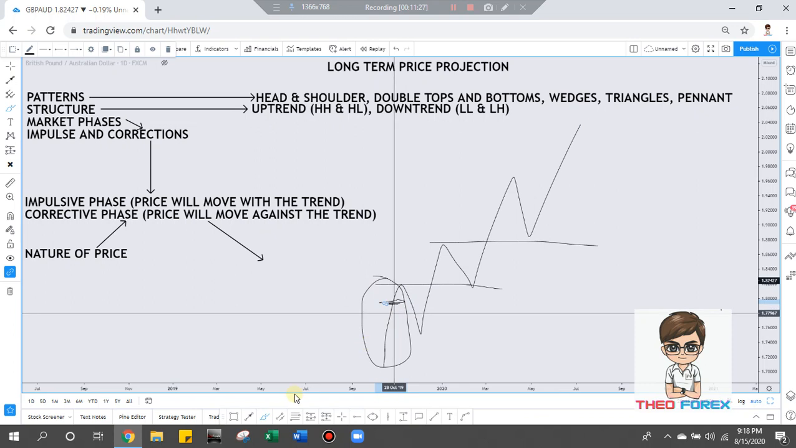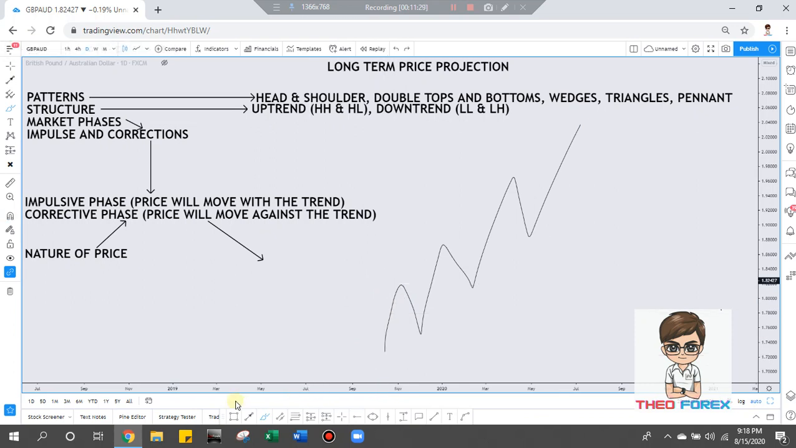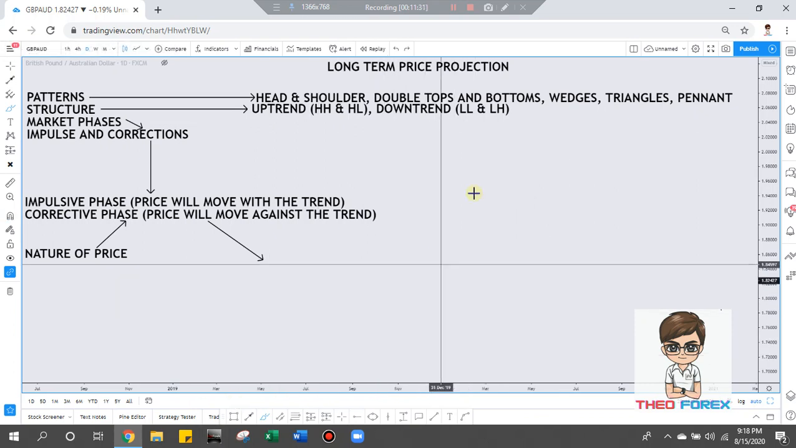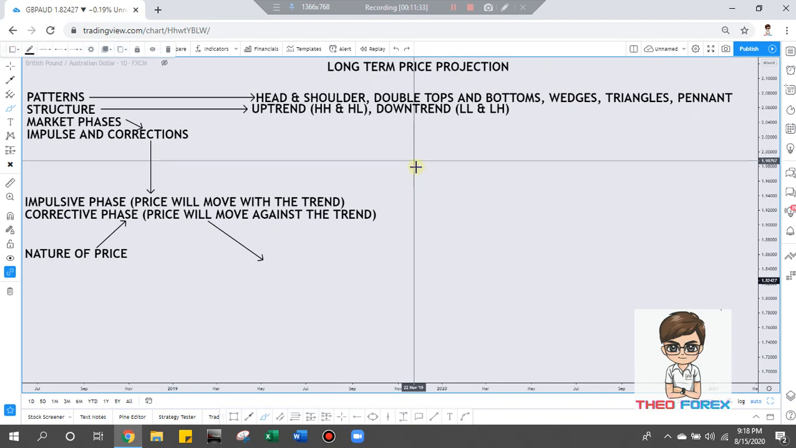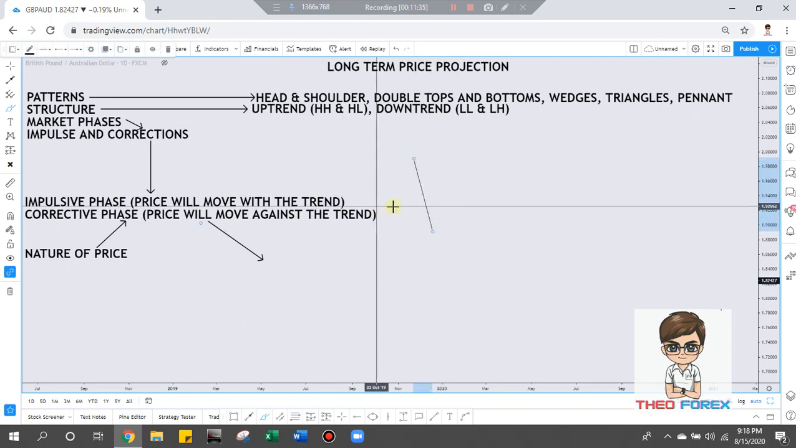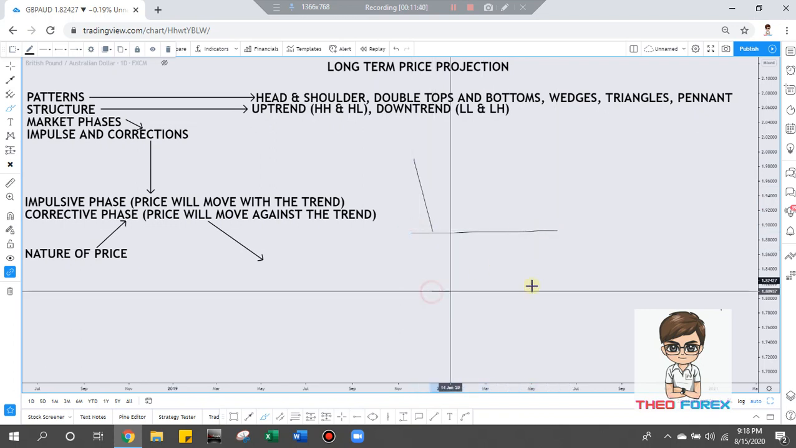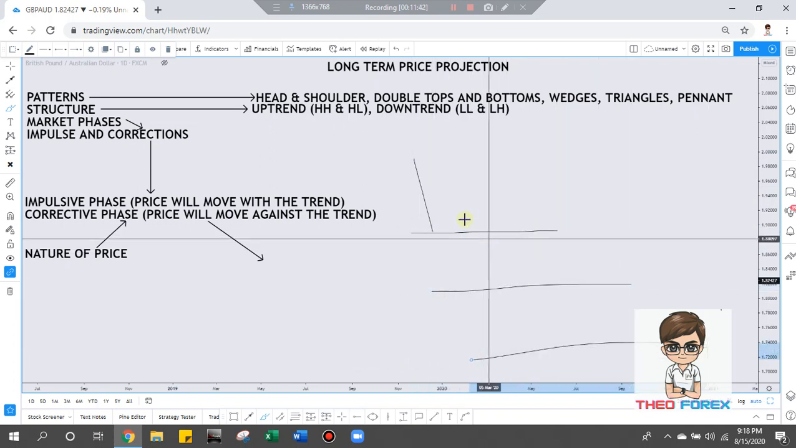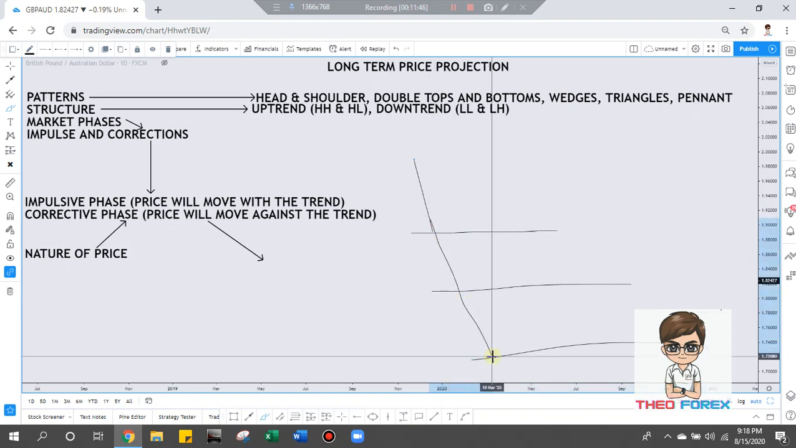Now let me explain something real quick again about impulsive nature. When price is moving in an impulsive nature, zones will be broken. Let's say this is a zone right here, this is a zone right here, and this is a zone right here. If price is moving with an impulsive nature to the downside, it will break all of these.